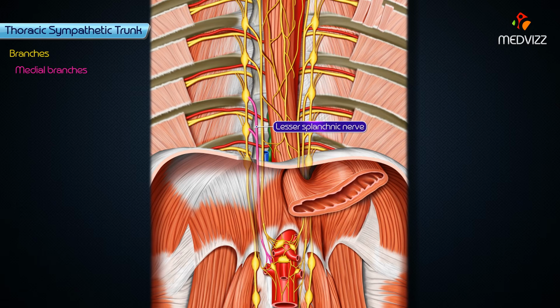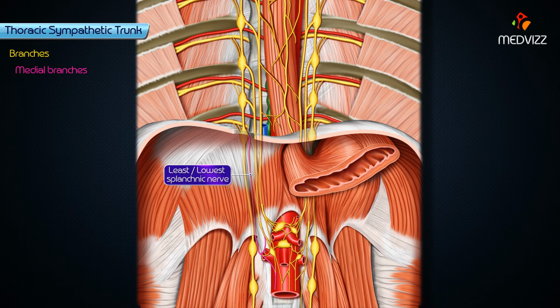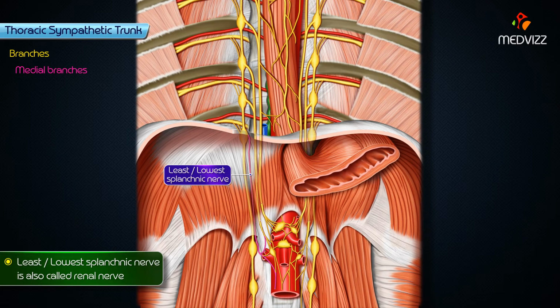Lesser splanchnic nerve. It is formed by the preganglionic fibers from the 10th and 11th ganglia. It courses similar to the greater splanchnic nerve, pierces the corresponding crus of the diaphragm, and terminates in the aorticorenal ganglion. Least or lowest splanchnic nerve. It is also called the renal nerve.